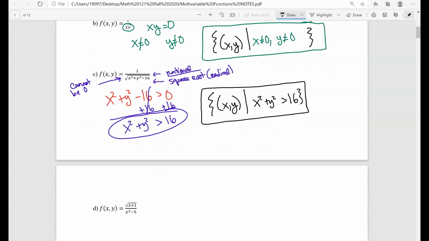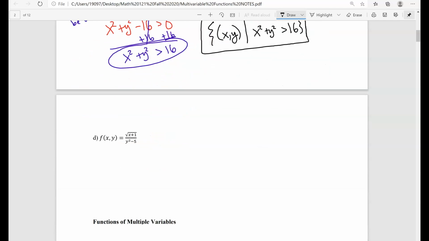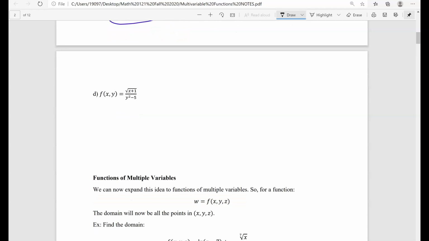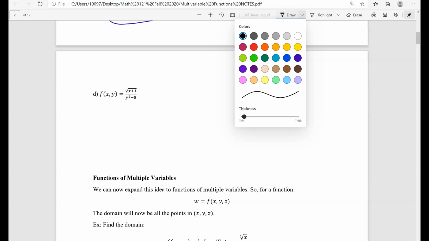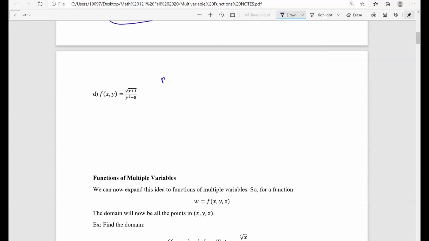Okay. All right, now let's do this part D. So f of x comma y equals square root of x plus 1 divided by y squared minus 5. Okay, so notice that you have two different things. Again, you have a rational and you also have an even radical.